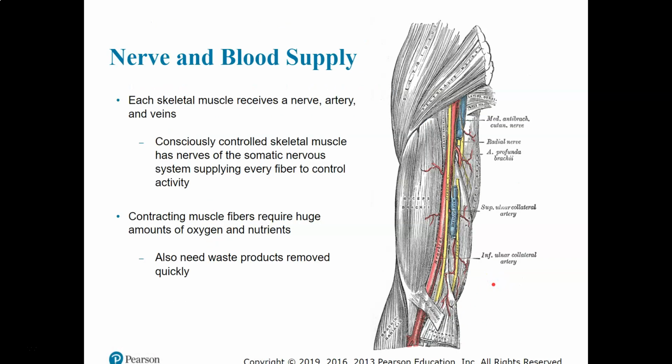Each skeletal muscle, so again, the whole muscle, is going to receive a nerve, an artery, and veins. The artery is going to supply blood in order to supply the nutrients and oxygen that muscles need, and then the veins are going to remove waste products. Our nerve is going to allow us to have our conscious control of our muscles.